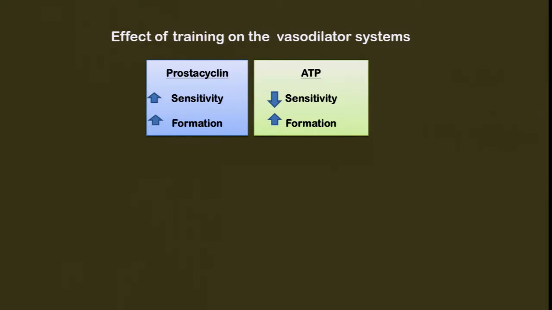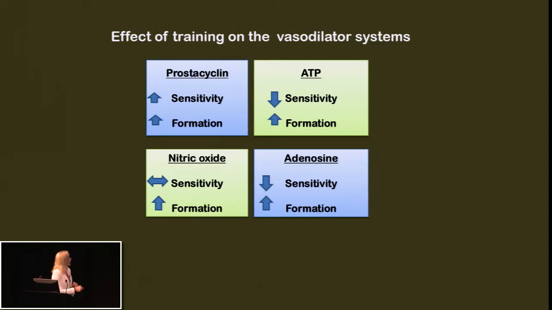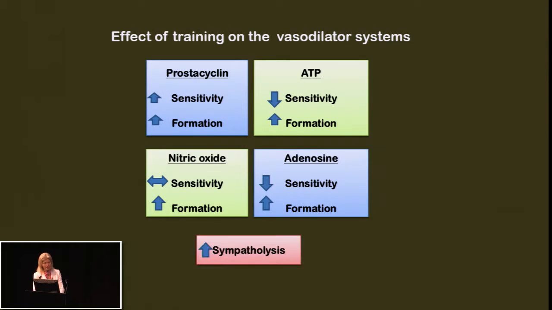Okay, to sum up, this effect of training on the vasodilator systems, prostacyclin system clearly improved. ATP sensitivity seems to go down. Formation of ATP goes up. Nitric oxide and adenosine, I didn't talk about the effect of training in order to not keep this too long, but we know that sensitivity to nitric oxide is more or less unaltered with training. Formation can clearly be improved. There's a lot of evidence for that. Adenosine, same as ATP, sensitivity goes down, formation is improved. And sympatholysis is improved, as we saw.